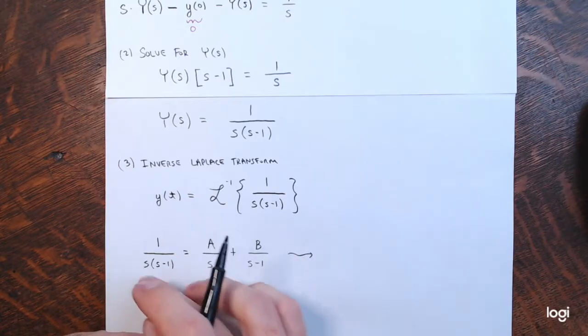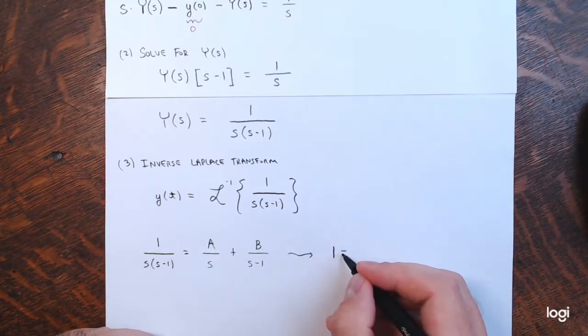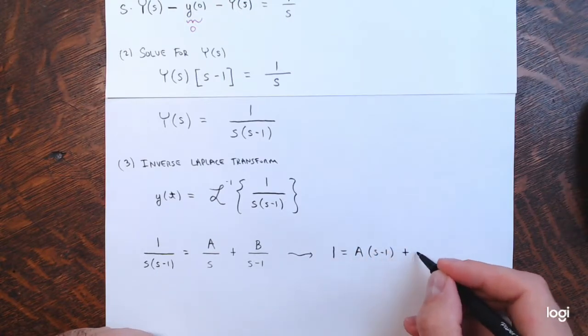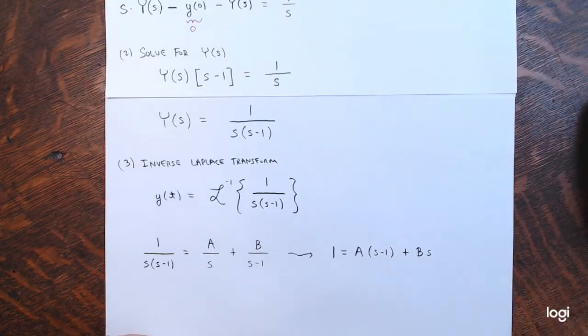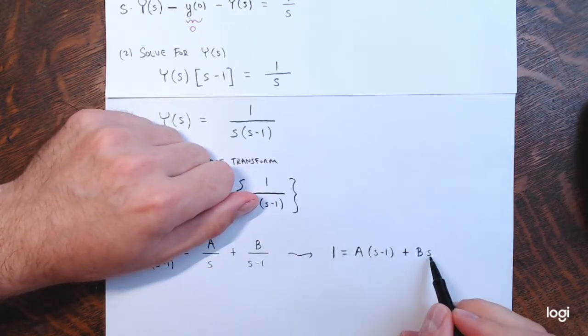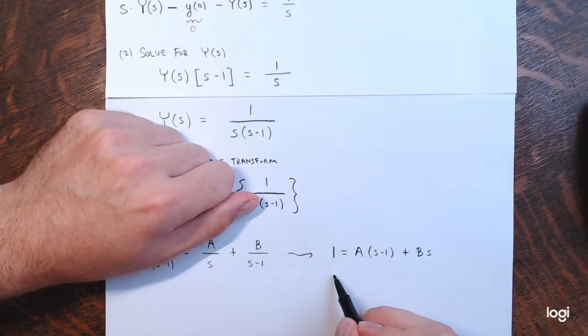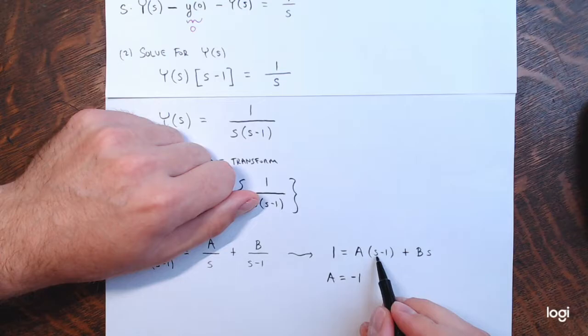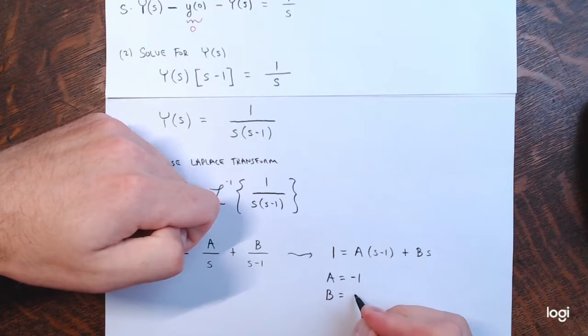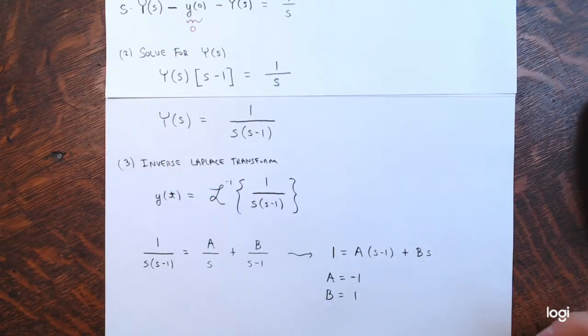And then multiplying through by the denominator, I'd have 1 equals a times s minus 1 plus b times s. And so, you could equate coefficients on both sides or replace s with certain values. If s were 0, this would be negative a equals 1. So a would have to be negative 1. And if s were 1, this would just be b equals 1. So a equals negative 1, b equals 1.